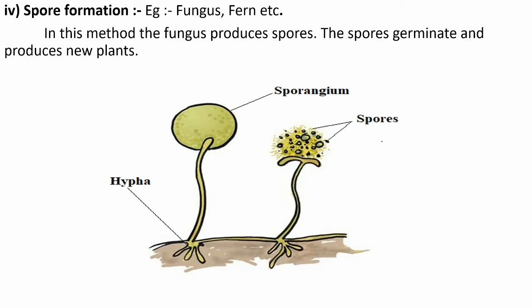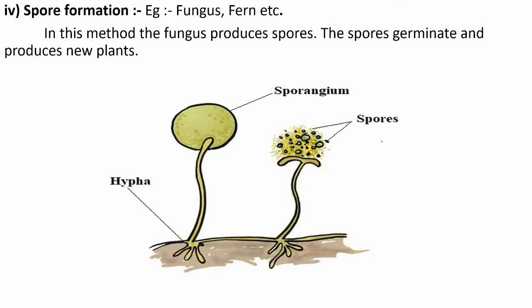Then sporulation, or what we call spore formation, occurs in organisms like the fungus and the ferns. In this method, fungus produce a ball-like structure which we call the sporangium. The sporangium contains tiny cell-like structures which are called the spores. The spores in the sporangium will keep on growing. Then when it becomes fully grown, it bursts open.